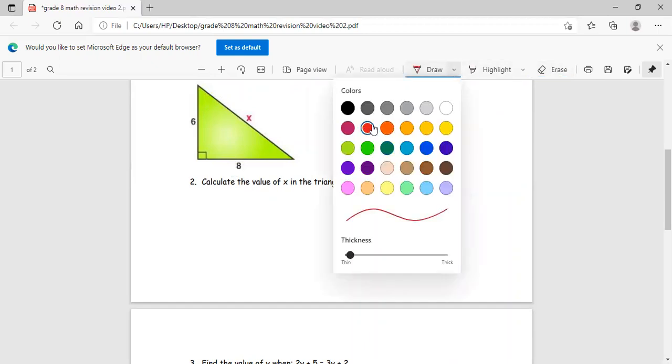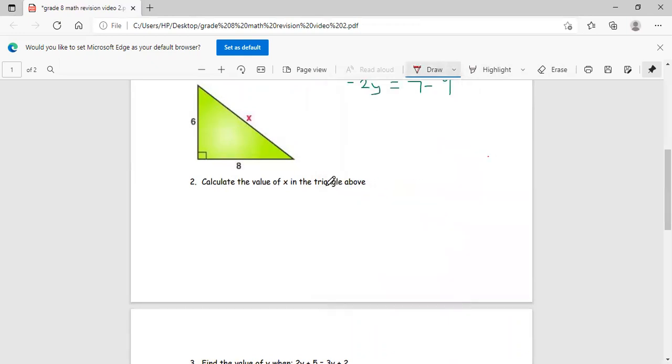Question number 2. It says, calculate the value of x in the triangle above. I have a triangle and I'm looking for this side. Now, as you know, the theorem says that x squared, that is the length of the longest side, which is called the hypotenuse, is the same thing as 6 squared plus 8 squared.